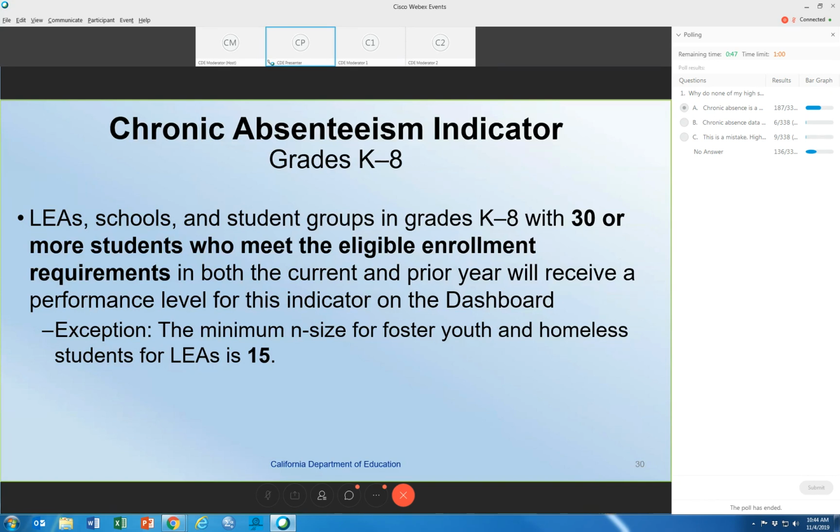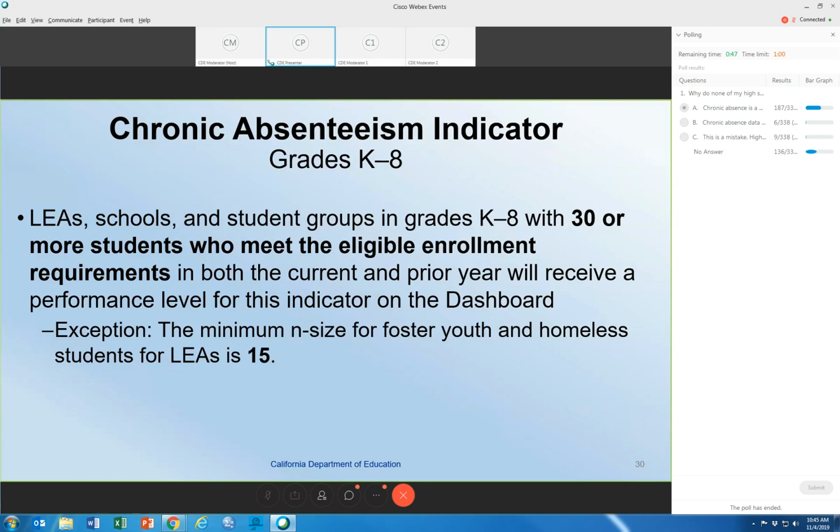It is just for these two groups. It is just for the LEA level, and each one is considered separately. So if you had 15 in your homeless and 5 in your foster, you're only getting the color for those in your homeless category and not those in your foster. And again, here we treat charter schools as schools. So if you're a charter school, your N size for every subgroup needs to be 30 in order to receive a color.